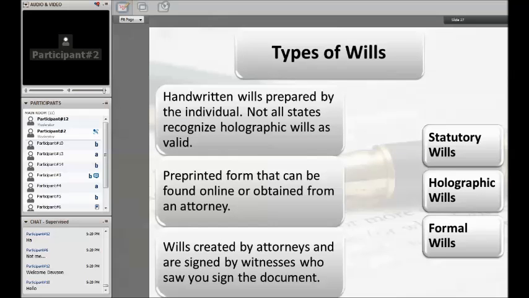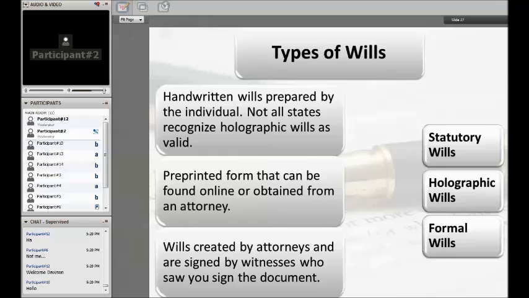Okay, we've got different types of wills. You'll see over on the tools, you can grab the line tool. It's the 3rd one up from the bottom. And I'd like for you to match these up. A handwritten will prepared by an individual. Is that going to be a statutory will, a holographic will, or a formal will?